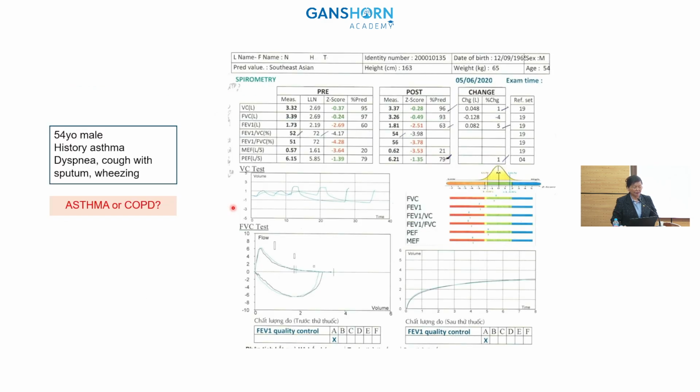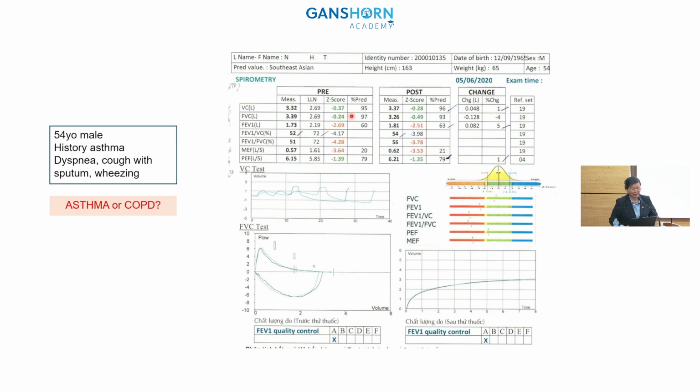It is a 54 year old male. He has a history of asthma. He has dyspnea, cough with sputum, and wheezing. So please ask this lady. We will work together to take a look at the FVC. How about that?